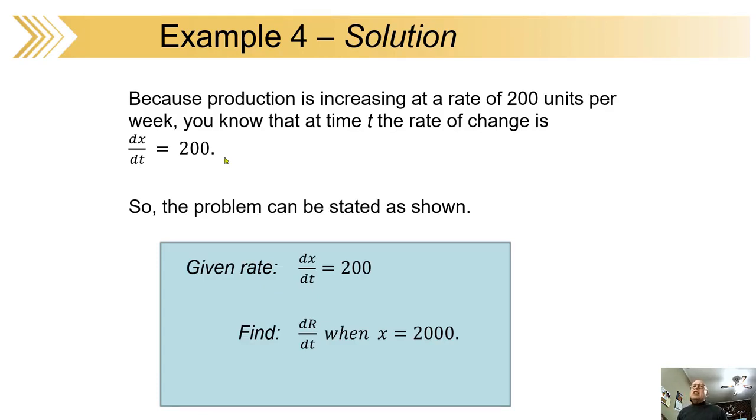You want to find dR/dt, remember, change of rate of revenue when the x is 2,000. Don't get these two mixed up. Remember, this is how the item is changing, the demand is changing, 200 more units every week. And this means we're selling 2,000 of them. These are different things. They're related, but they're not the same thing. This refers to dx/dt, and this is x.